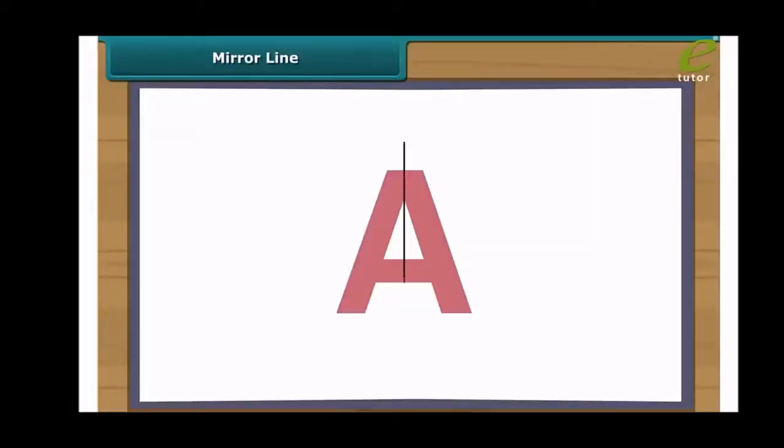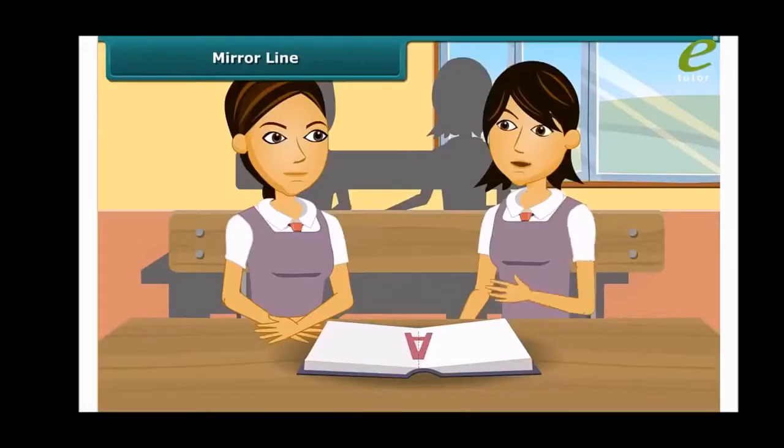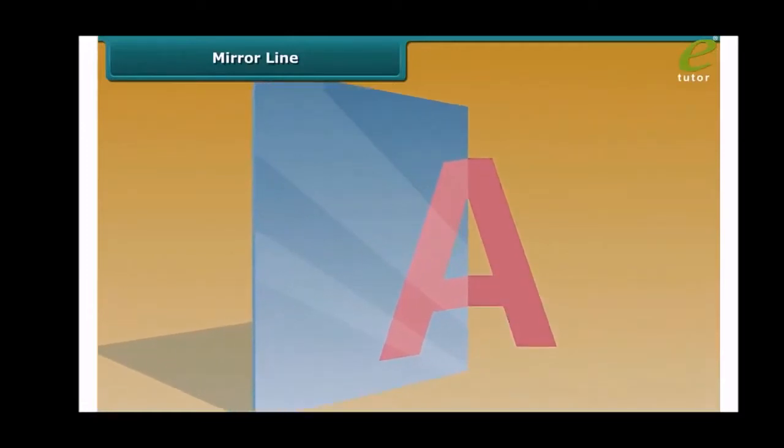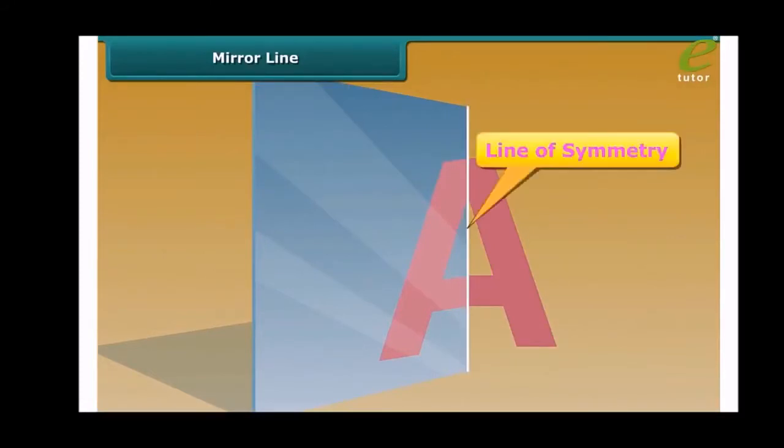A figure has a line of symmetry when one half of it is the mirror image of the other half. Now let's check whether the line drawn on A is the line of symmetry or not. We take its one half and place it in front of a mirror. Wow! Its one half is equal to the other half. This means that this is the line of symmetry. I hope now you don't have any doubts related to chapter 1, Where to Look From.